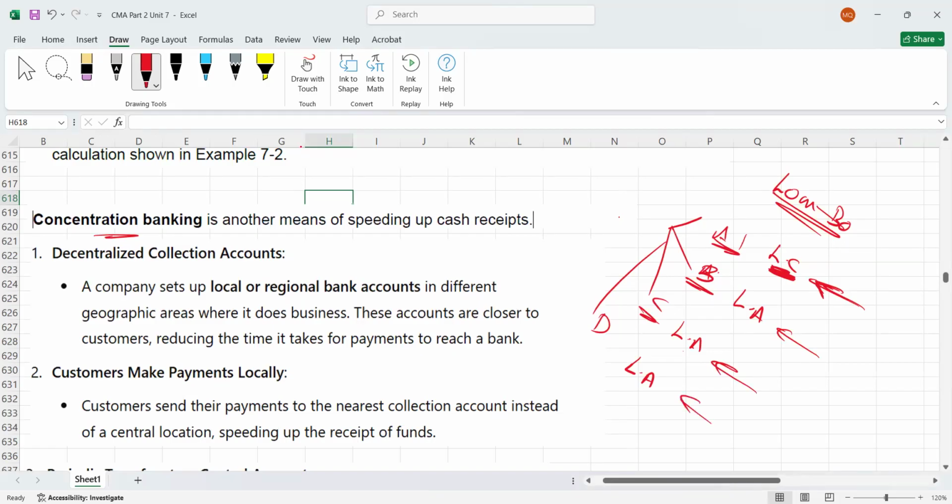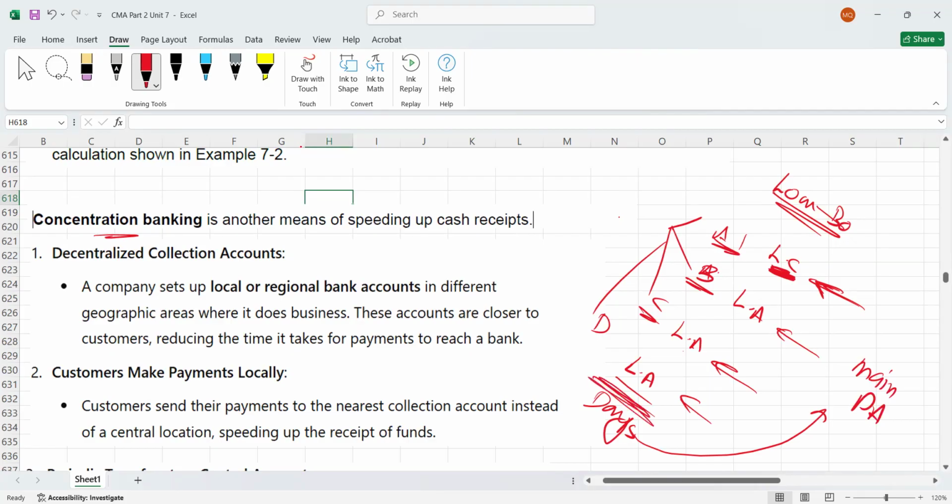Okay, and what the bank will do at the end of the day, whatever cash receipts they have, all these cash receipts they will deposit into the main principal bank account. So they will have one main principal bank account also.